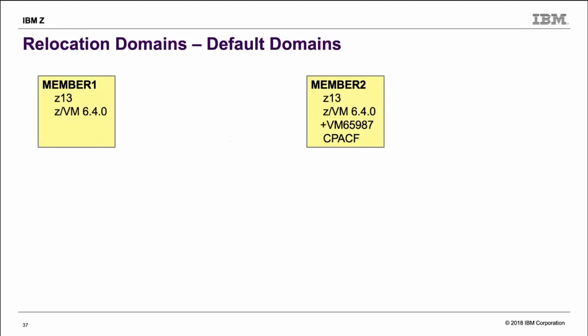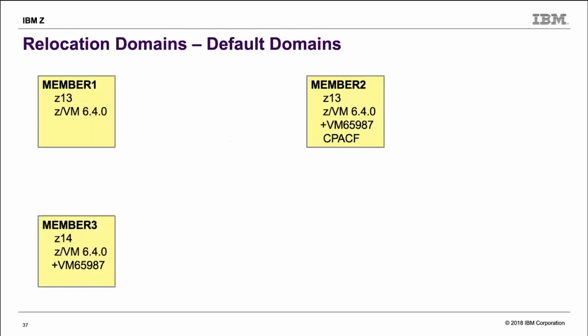Member 2 is the same, except member 2 is also going to have this APAR, which I'm going to reveal a little later, is guarded storage, and also has CPACF, right? And so a little more capability from a software perspective than member 1 has. So again, any guest defined to member 2's member-specific domain would have access to those additional features.